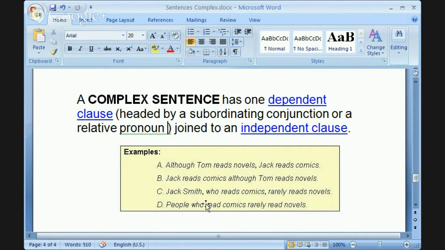In this case, the middle dependent clause is actually totally unnecessary. I can dissect the sentence, throw away "who reads comics," and say Jack Smith rarely reads novels, and there I have a simple sentence. I have an independent clause. This is another form of complex sentence.